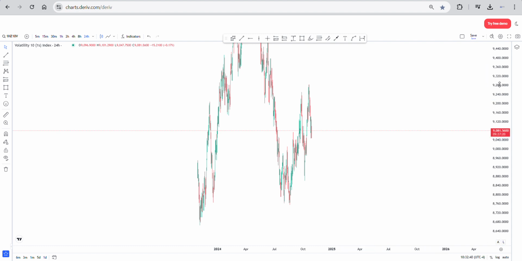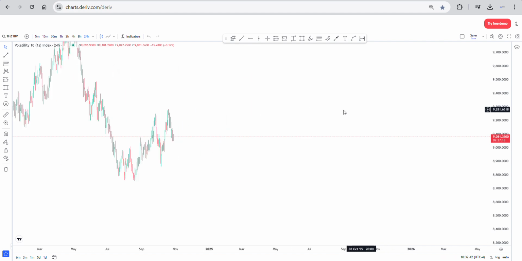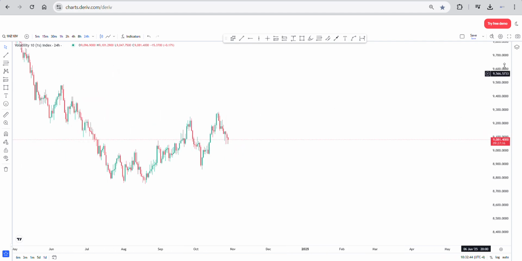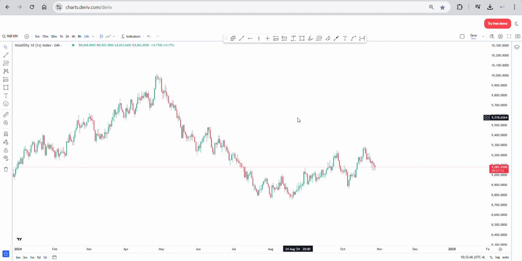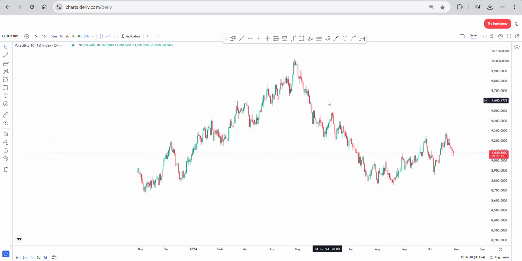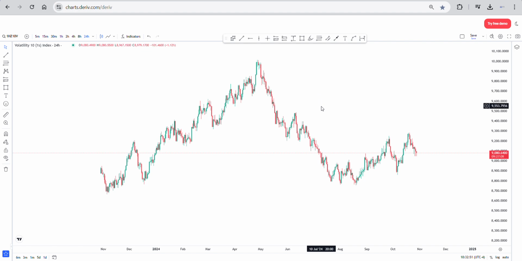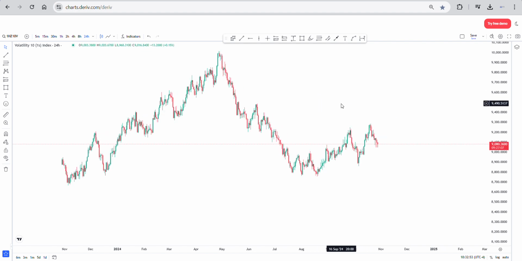So today we are also looking at Volatility 10 (1s) as regards to this week's trading. All right, so today is Tuesday. A new week began on Sunday. You know that every Sunday a new week candle begins.